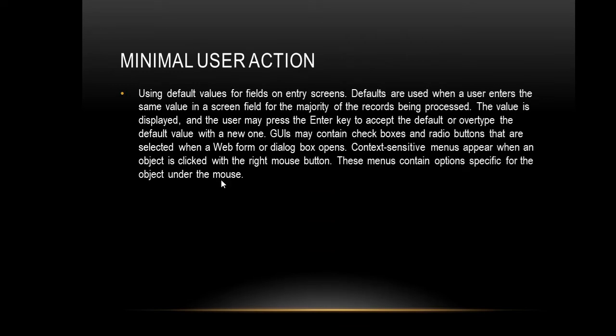Another way to minimize user action is to use default values for fields on entry screens. Defaults are used when a user enters the same value in a screen field for the majority of the records being processed. The value is displayed and the user may press the enter key to accept the default or overtype the default value with a new one. GUIs may contain checkboxes and radio buttons that are selected when a web form or dialog box opens. Context-sensitive menus appear when an object is clicked with the right mouse button. These menus contain options specific to the object under the mouse.